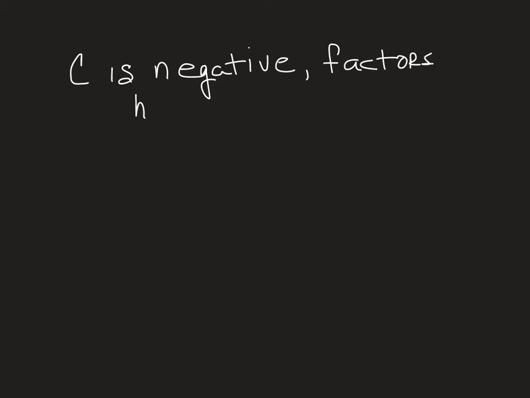Okay, we're going to look at some that are a little bit different. This time, if C is negative, then the factors have opposite signs. To determine which factor is positive and which is negative, look at the sign of B. The factor with the greater absolute value has the same sign as B. All right, so we'll just look at some and see how that works out for us.